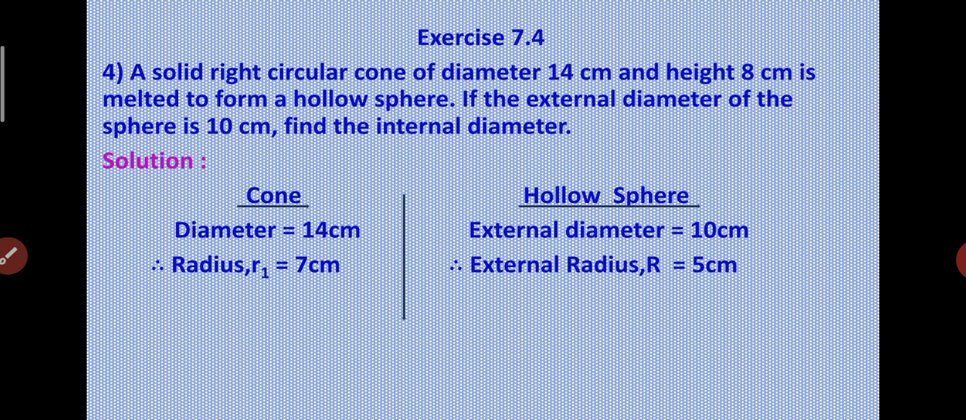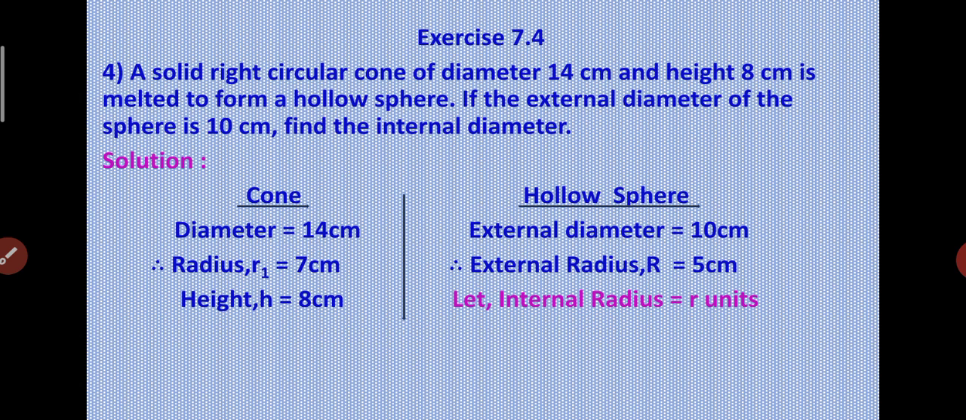Here come to the hollow sphere. From the external diameter we can find the external radius, isn't it? So external radius means capital R. Capital R equal to 10 divided by 2, that is 5 centimeter. Next, height of the cone is given, that is h. Height of the cone h equal to 8 centimeter.